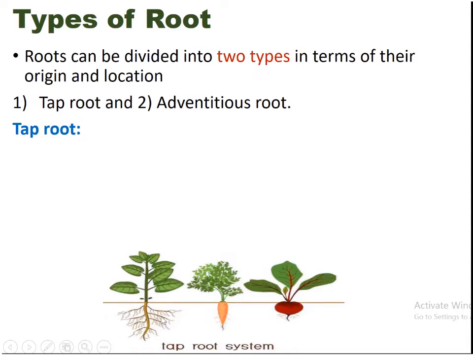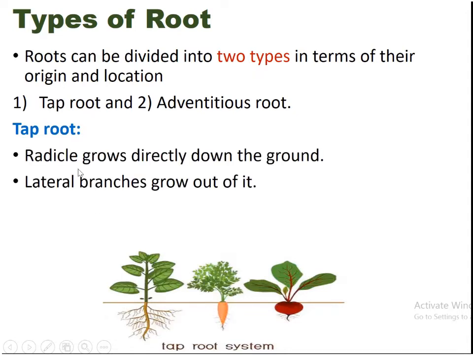Okay, so taproots develop from the radicle of a seed, forming the primary root. So here, this is the primary root, and this primary root is actually the mature form of the radicle.